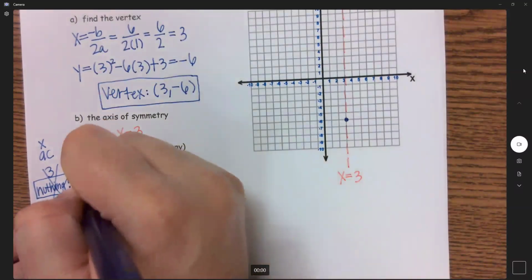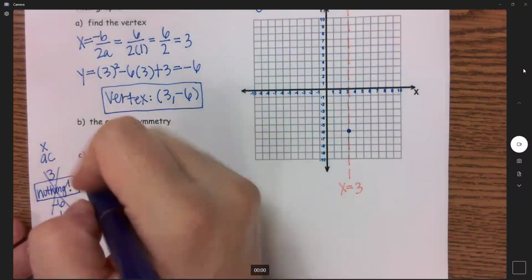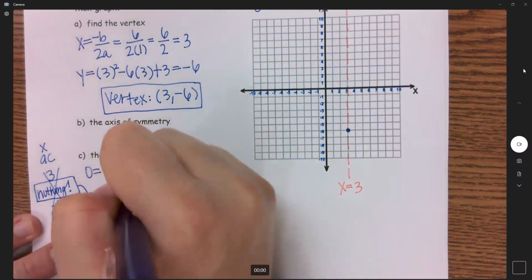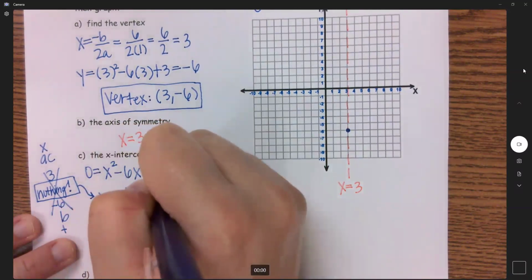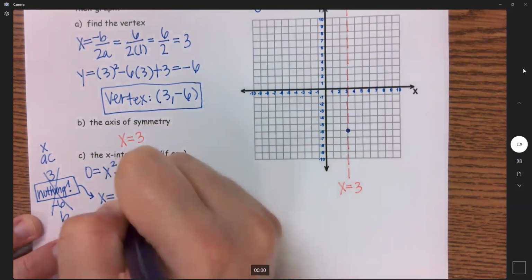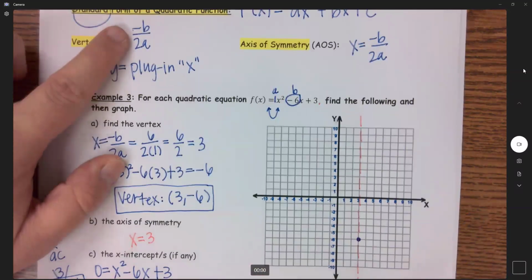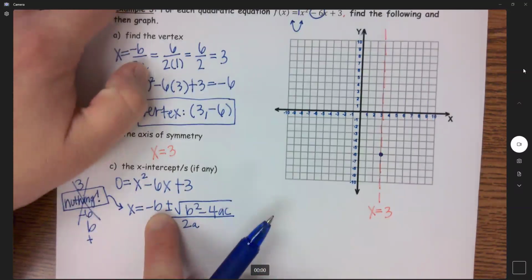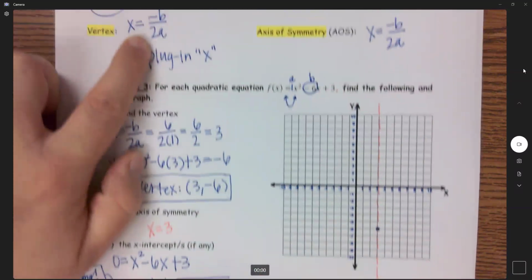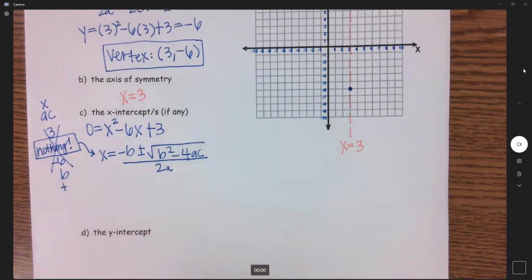So my quadratic formula, and pause the video if you want to try to remember it, is x equals -b plus or minus the square root of b squared minus 4ac all over 2a. So right, that's the -b over 2a. This right here is missing this bit right here. Okay. So we have our formula.